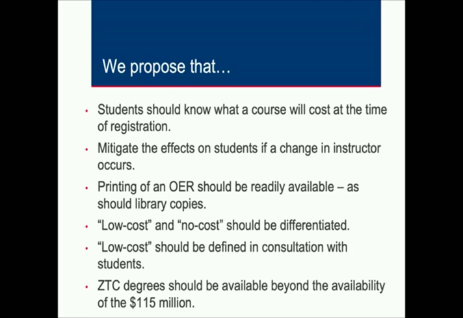We already talked about zero should be zero, low cost and no cost should be differentiated. I already mentioned our belief that low cost should be defined in consultation with students. And we really believe that those ZTC degrees should be available to students beyond the availability of the $115 million. There should be a way to make sure that those opportunities exist for students once the $115 million is gone. So that sustainability element. So what else do you guys need for this to work for you?